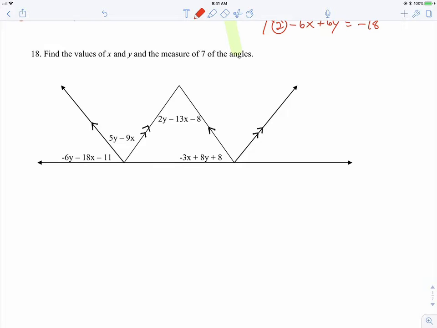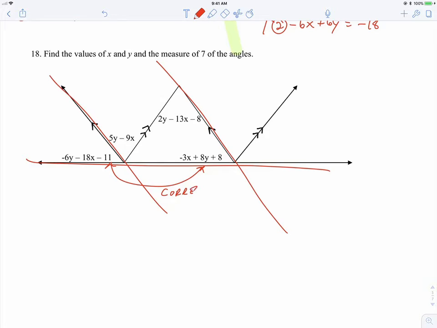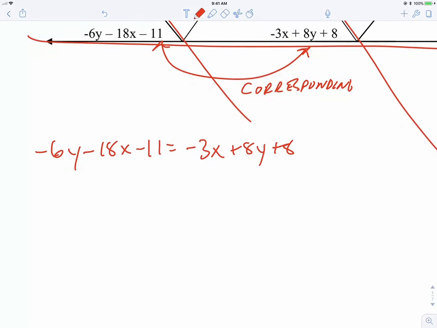Okay, and lastly, number 18, we've got two parallel lines right here with a transversal. So I see corresponding angles. So I'm saying negative 6y minus 18x minus 11 equals negative 3x plus 8y plus 8. This equation has two variables in it, x and y. So I'm going to need a system to solve it. So first I'm going to put this in standard form.